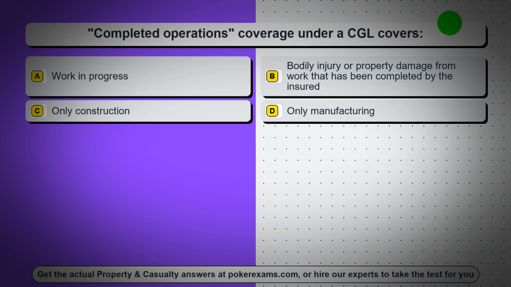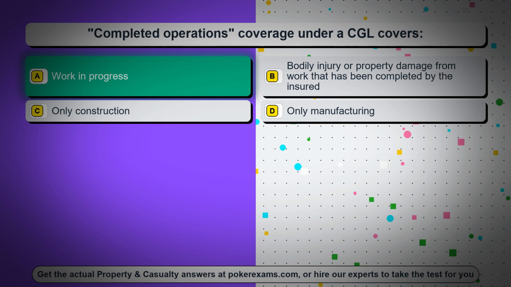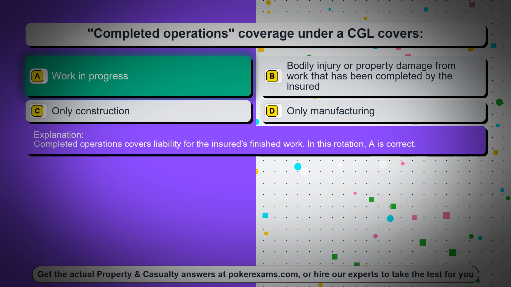Question 37. Completed operations coverage under a CGL covers, option A, work in progress, option B, bodily injury or property damage from work that has been completed by the insured, option C, only construction, option D, only manufacturing. The correct answer is option A, work in progress. Completed operations covers liability for the insured's finished work. In this rotation, A is correct.